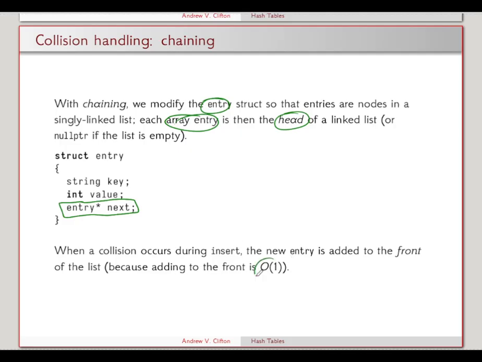list here. We're adding it to the front because adding it to the front is a constant time thing, right? If we wanted to add it to the tail, we don't have tail pointers, so we'd have to walk down the list to find the end of the list.